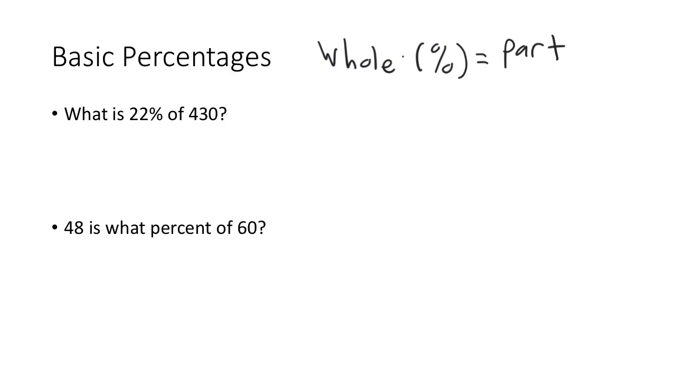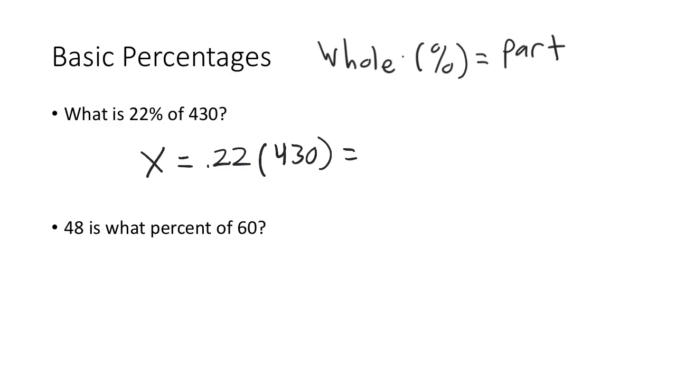For instance, in this first sentence, we can actually take each word and translate it into its mathematical equivalent. The first word is what. That is the thing that we are looking for. We don't know what it is, so let's give it a variable name, x. Then we have is. In mathematics, is means equal to 22%. Now, when we write this numerically, we write the decimal version of 22%, which is 0.22. Of usually means multiplication. That's what it means in this case. 430.